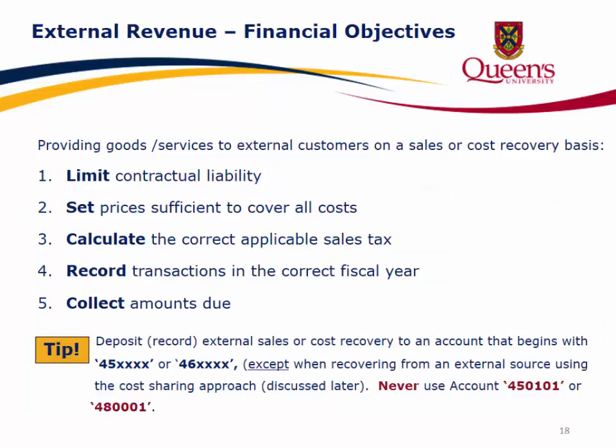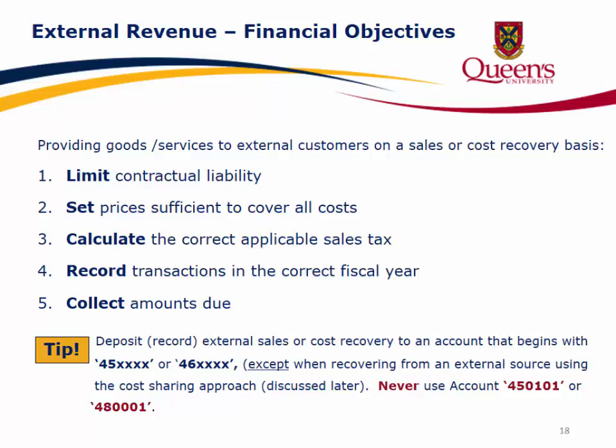When providing goods and/or services to external customers on a sales or cost recovery basis, there are 5 financial objectives to consider. 1. Limit contractual liability. 2. Set prices sufficient to cover all costs. 3. Calculate the correct applicable sales tax. 4. Record the transactions in the correct fiscal year. And 5. Be sure to collect all amounts due.